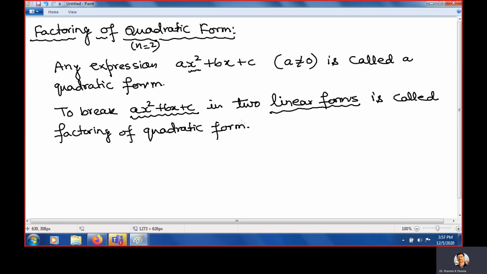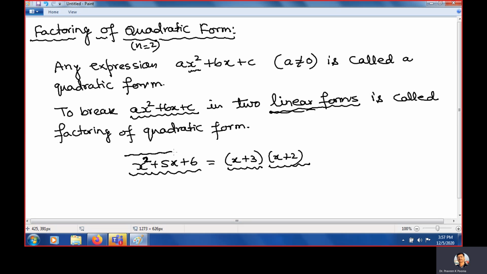Like if I tell you x square plus 5x plus 6, we will do it later, but the factors are x plus 3 and x plus 2. Clear? So here it is 2 degree, but here it is 1 degree, 1 degree. So we have changed them into linear form. Linear means x. So this is one factor, this is another factor. There are two factors. Clear? So x square plus 5x plus 6 is equal to this one. So these are the two factors.